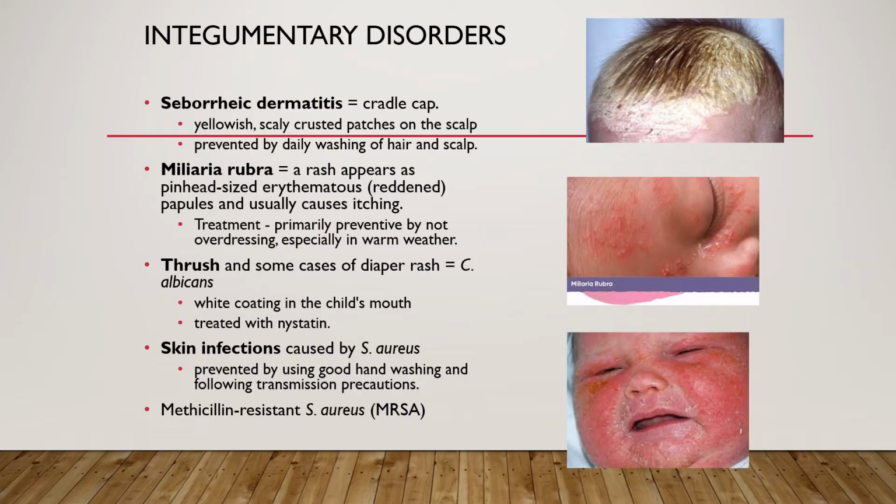We will start discussing the integumentary disorders by defining those that are the most benign, most common sometimes, and also easiest to treat. We'll start with seborrheic dermatitis, or cradle cap, its more popular name. It's the condition that you can see on the top right side of your screen: yellowish, scaly, crusty patches that will be seen over the scalp. You will observe them more on the top area over the anterior fontanelle.